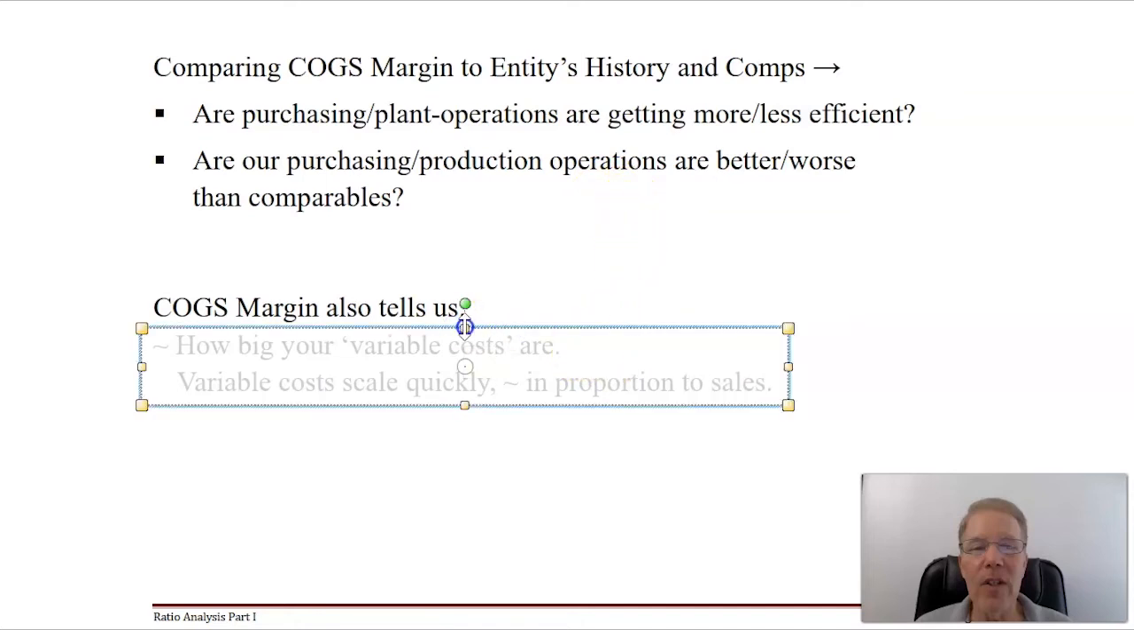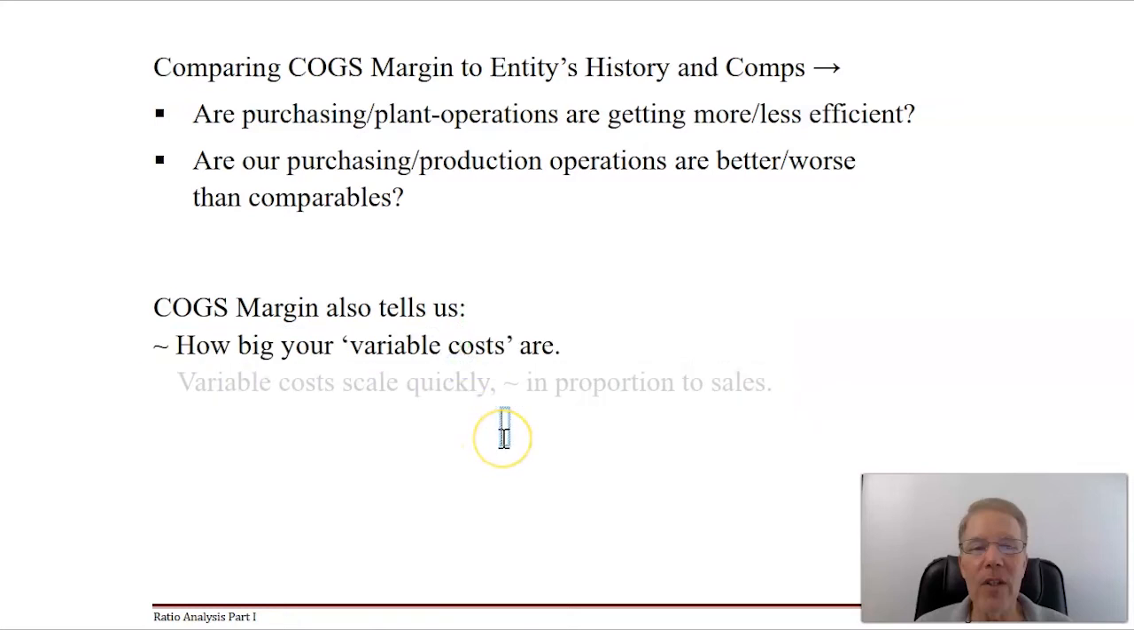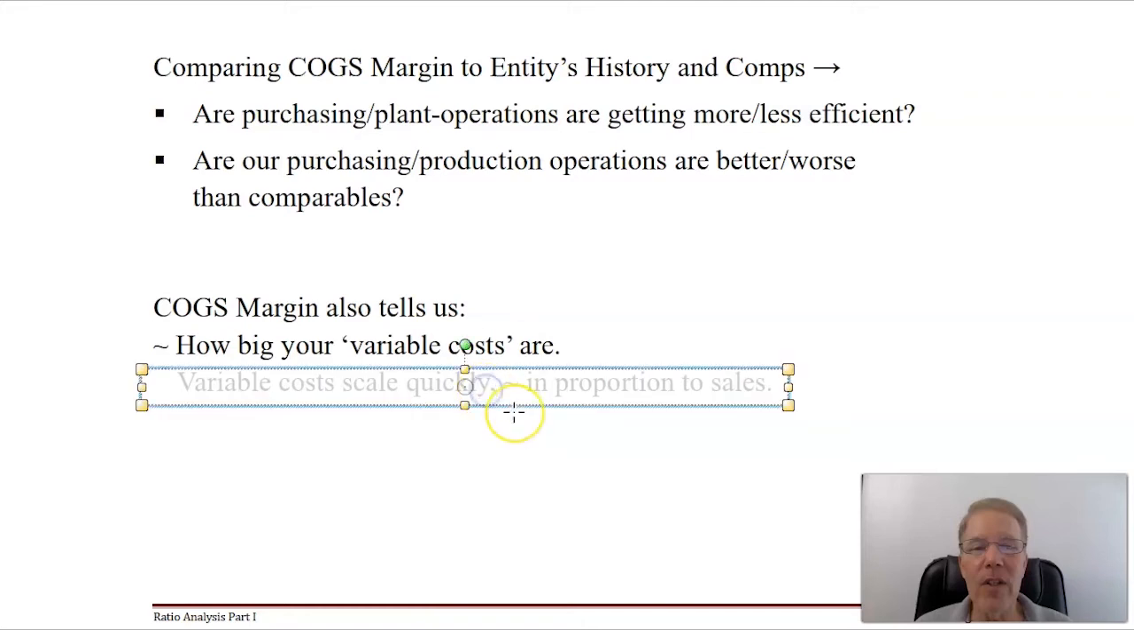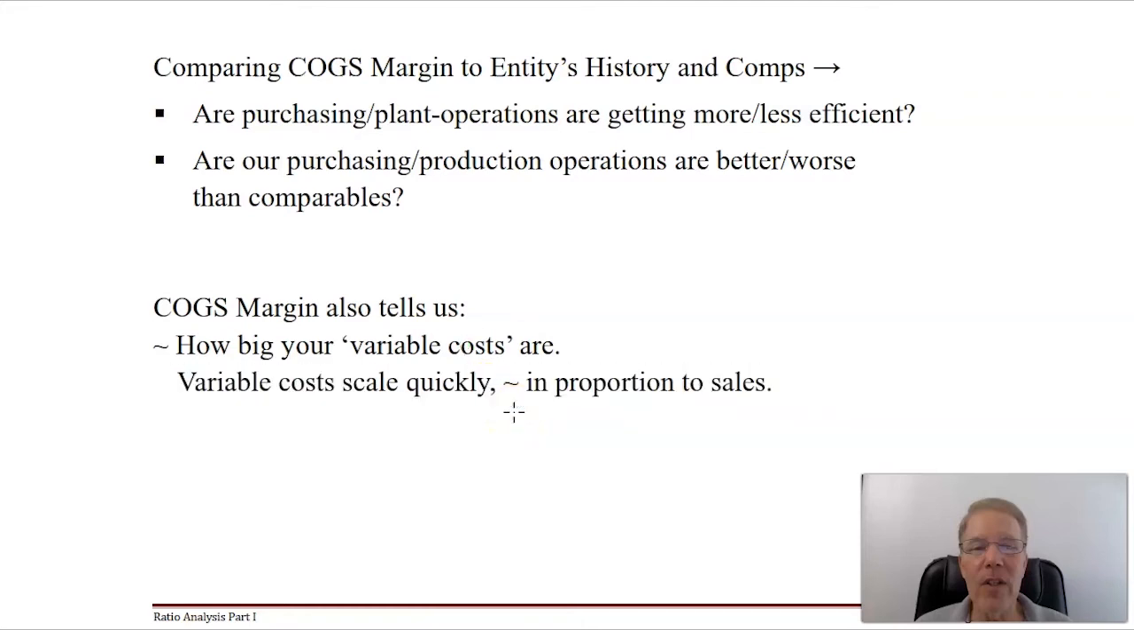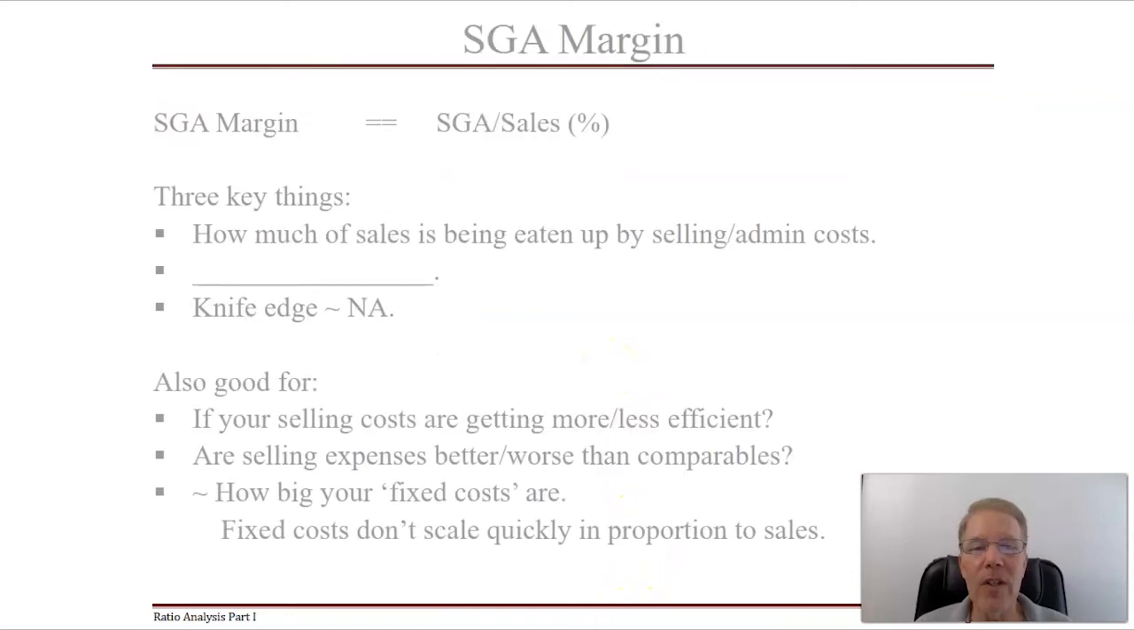Excellent. Okay, and the COGS margin also tells us how big our variable costs are. Hopefully all of you remember from being tortured in microeconomics, variable costs are costs that scale in proportion to sales. So all things being equal, remember COGS comes right out of your inventory. Your inventory is what you're selling. So COGS is going to be scaling pretty much in proportion to sales. And it's a good first order measure of variable cost for an industrial firm.